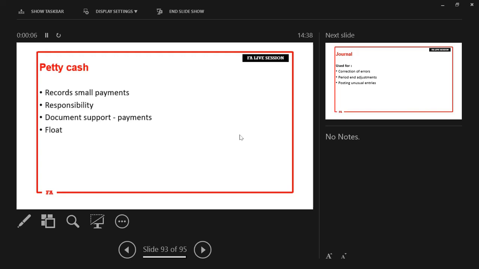So I'm almost done. We said petty cash. Petty cash simply records what? Small payments. It's the responsibility of the petty cashier and their supervisor, or whoever they hand over to. And petty cash payments should be supported by supporting documents: payment vouchers, as well as source documents. So if you give someone money for a taxi, they should come back with a receipt.